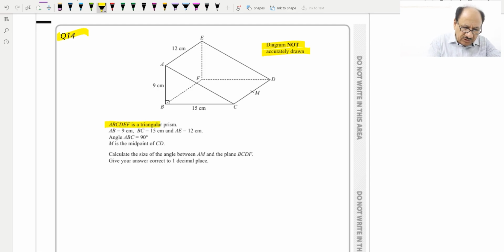Question number 14: ABCDEF is a triangular prism, which is basically the base of the triangular prism. This is a complete triangular prism. AB is equal to 9, so AB is 9. BC is 15, this one will be 15, and AD is equal to 12, so this side is 12. Angle ABC is given as 90 degrees. M is the midpoint of CD. Calculate the size of the angle between AM and the plane BCD.